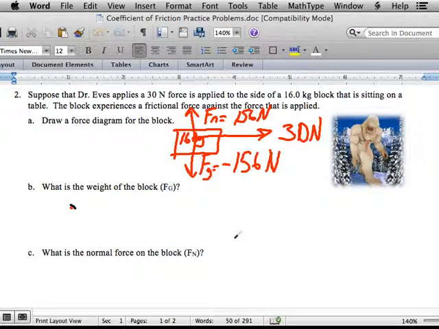Everybody good so far? All right. So we can answer just by doing this, and that's why this is important to do. Now I can just go through here and fill in my answers. So what is B? What's the answer to B? What's the weight of the block?